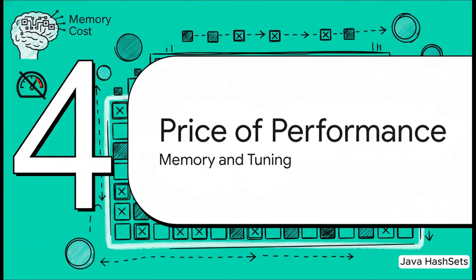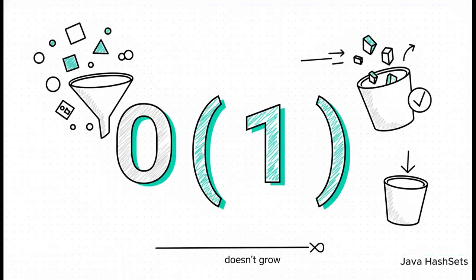Okay, but all this amazing speed, it doesn't come for free. Nothing ever does, right? As is so often the case in computer science, the trade-off is memory. So let's talk about the real price of all this performance. But first, let's just remember what we're buying with all that memory. We're getting that glorious, beautiful, constant time performance on average. For adding, removing, and checking for items, the time it takes doesn't really grow as the set gets bigger. That's the huge win. That's what we're paying for.